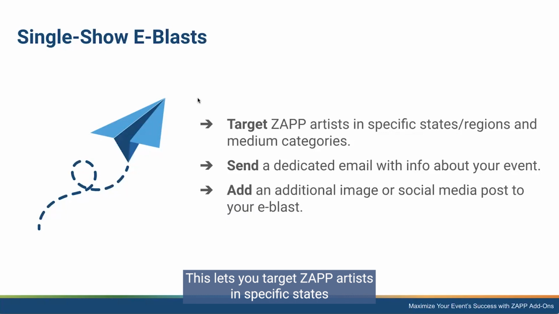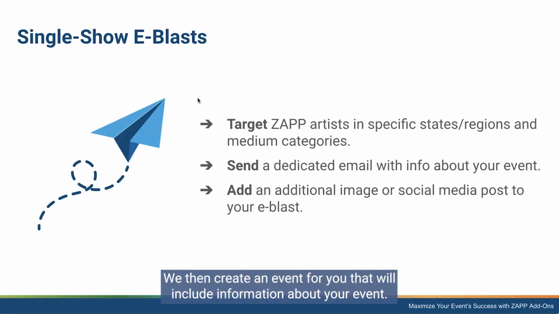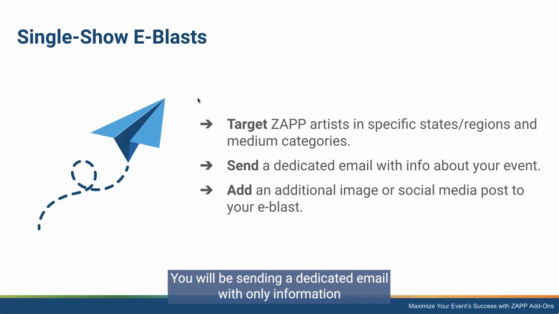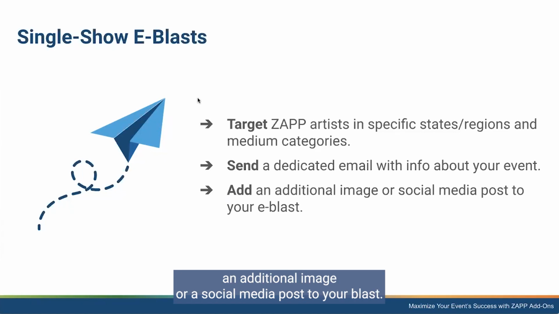This lets you target ZAPP artists in specific states and regions and in specific medium categories. We then create an eBlast for you that will include information about your event. You'll be sending a dedicated email with only information about your event to that list of ZAPP artists that you're targeting. And you also have the option to add an additional image or social media post to your eBlast.